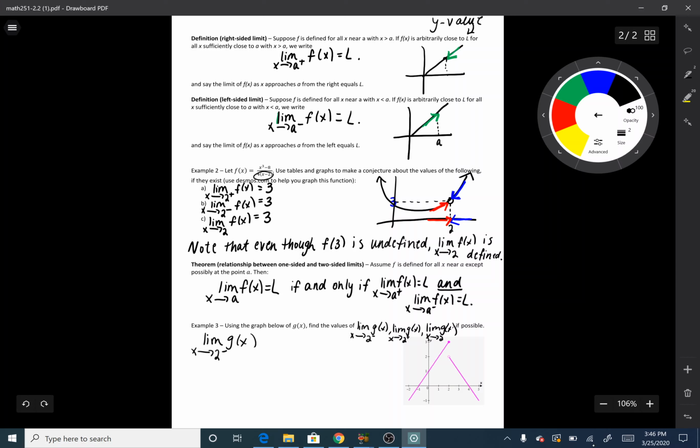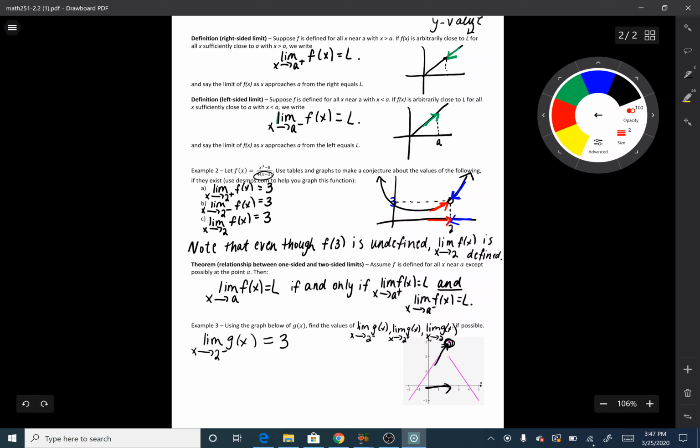So let's first look at the left-sided limit, the limit as x goes to 2 from the left of g of x. So x is approaching 2 from the left, so I need to follow this strand right here, and I can see that as I get really close to 2, my y value is approaching 3. So this is equal to 3.